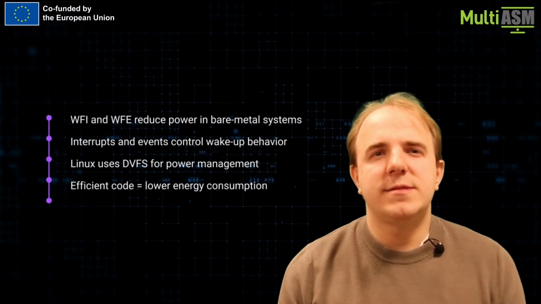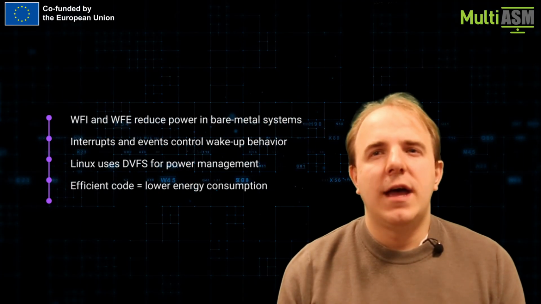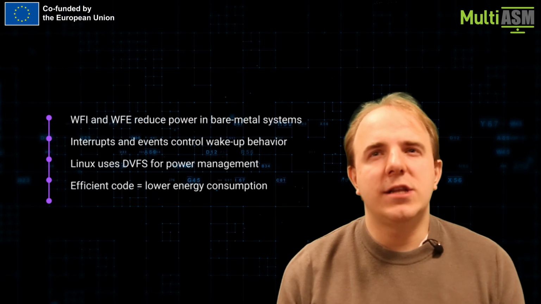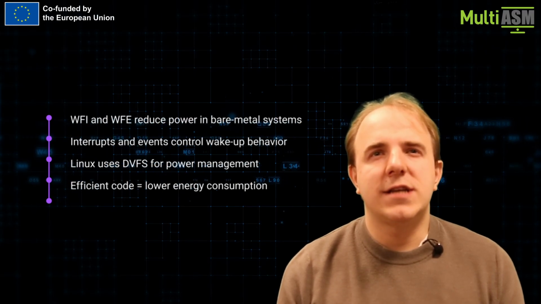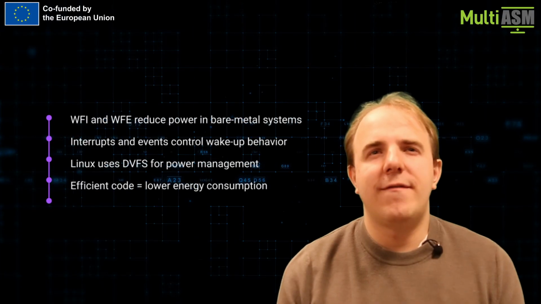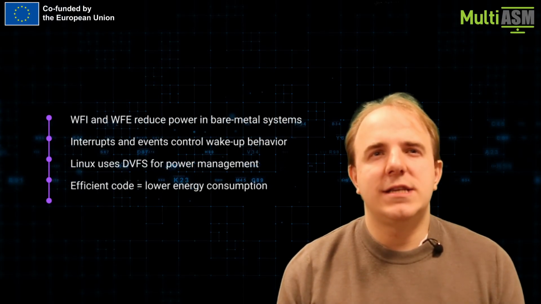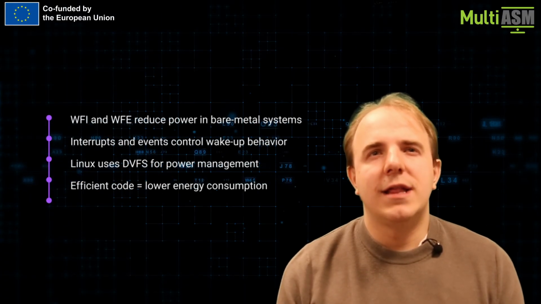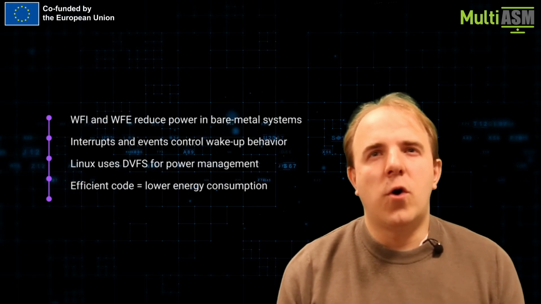In bare metal systems, power efficiency is achieved using instructions like WFE and WFI, combined with carefully implemented interrupt and event handling. In Linux systems, energy savings are typically achieved at the operating system level using CPU frequency scaling and system interfaces such as sysfs. In both cases, the key idea is the same: let the processor rest wherever possible and only wake it when real work needs to be done.